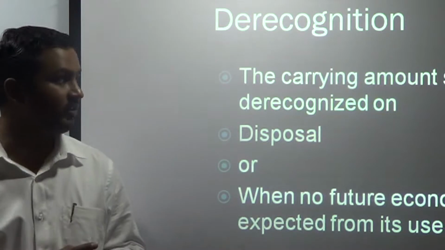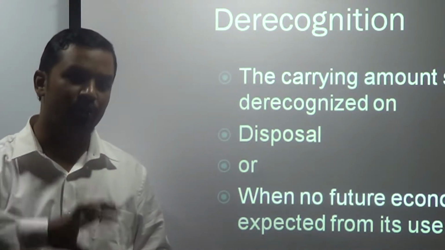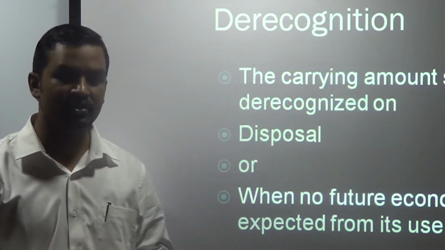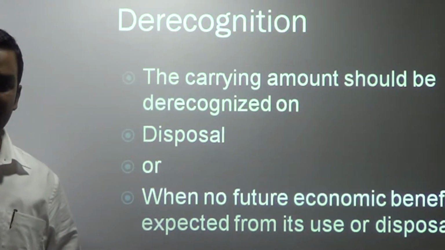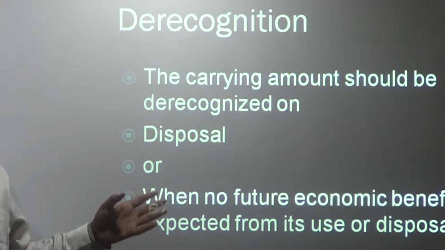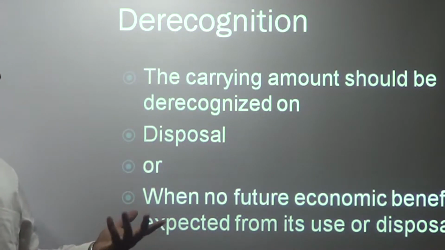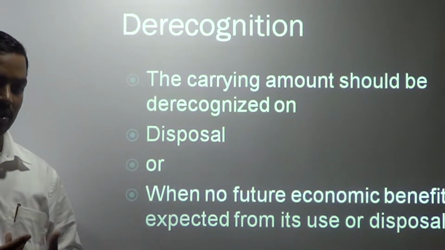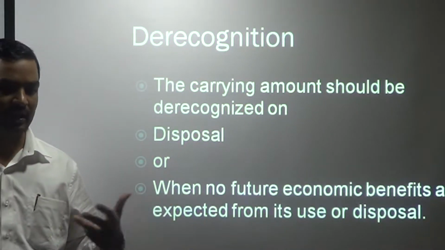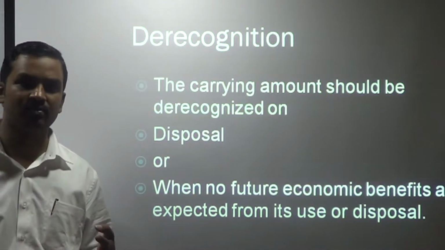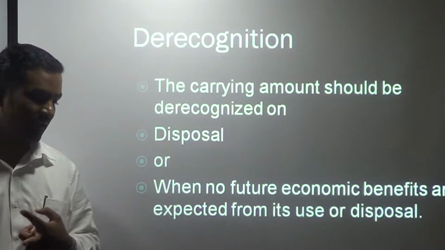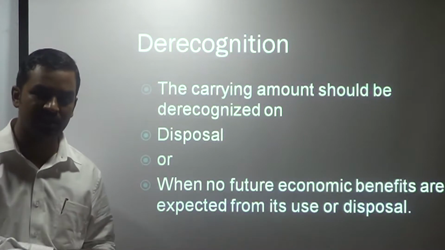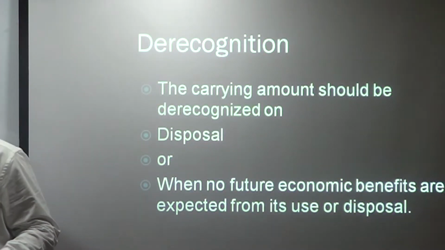Okay, so let us go ahead with derecognition. When can I remove an item of property, plant and equipment from my books of account? The standard says the carrying amount should be derecognized either on disposal, that means I have sold away the asset, on that date I can derecognize it, or when no future economic benefits are expected from its use or disposal. I know that if I use the asset I am not going to get any benefits, or even if I dispose it I am not going to get any benefit. In that case as well I can derecognize the asset from my books of account. So on disposal, or when I expect no future economic benefits either by using it or by disposing it, in such cases I can derecognize the property, plant and equipment from my books of account.